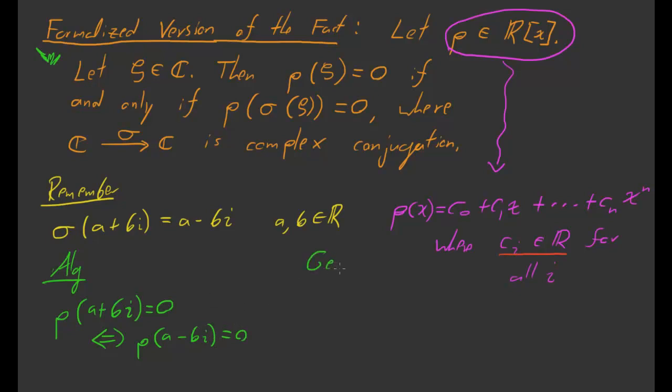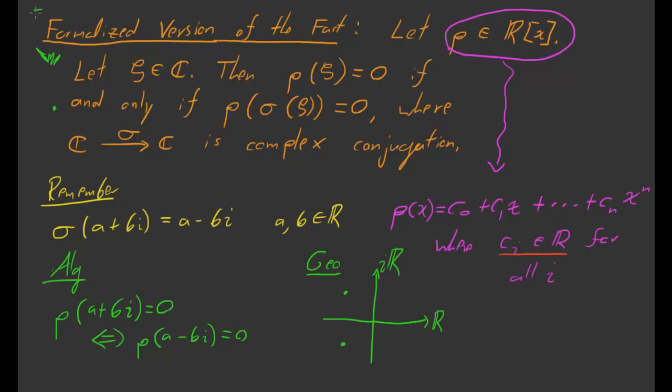And geometrically, what this is saying is that if we draw the complex plane like this, where we have the real axis down here and the imaginary axis up here, geometrically, what this statement means is that some point in the complex plane is a root of P if and only if its reflection across the real axis is also a root. That's just expressing the same thing.